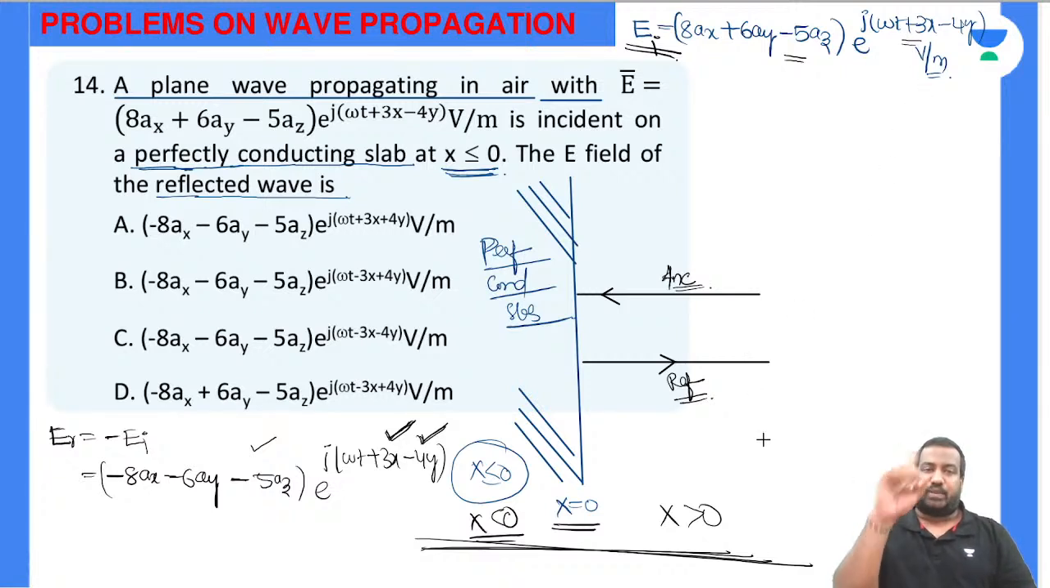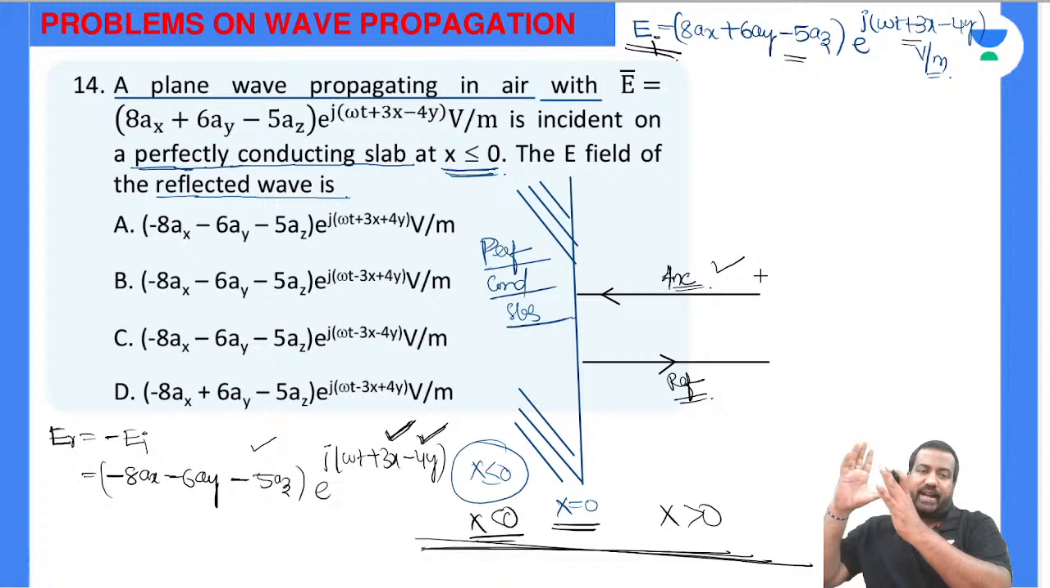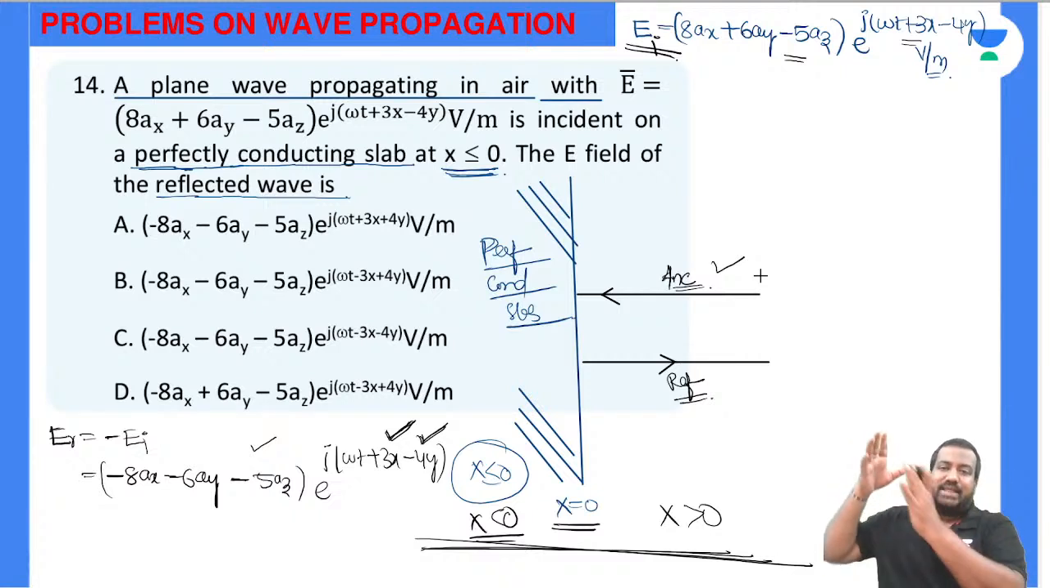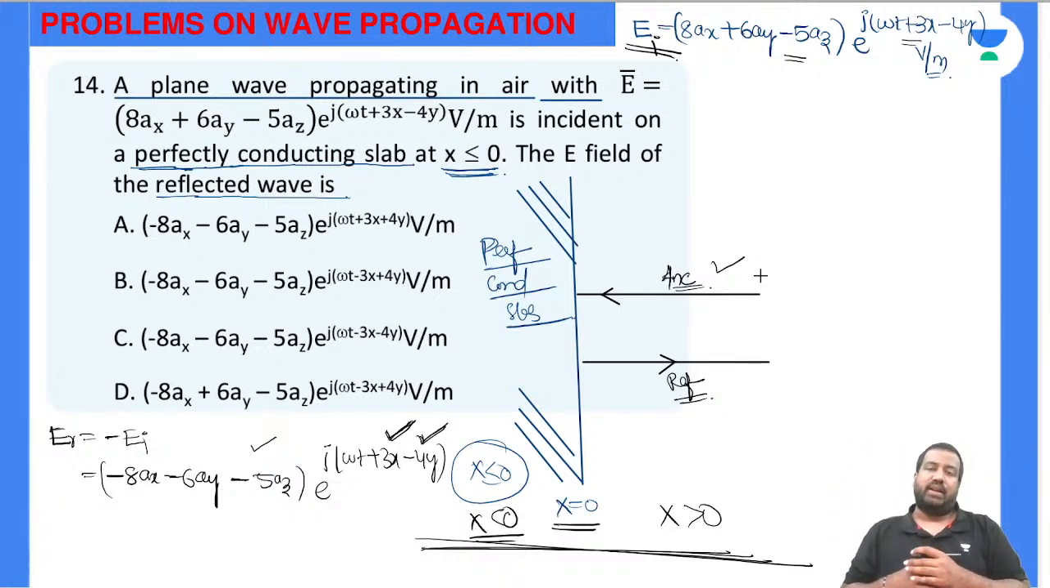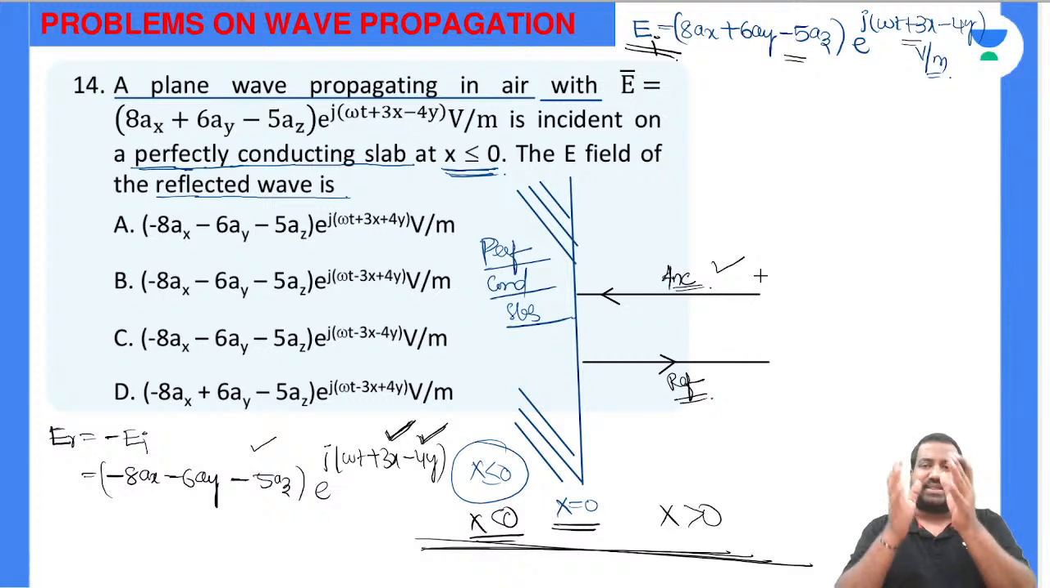Omega t plus beta x, as I told you in the concept, means the negative x direction. The incident wave is from x greater than 0 to x equals 0, in the decreasing x direction. Decreasing x direction means plus beta x.